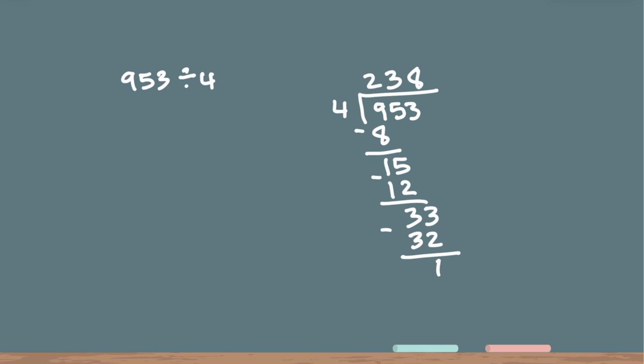So now this 1 that we're left with is called a remainder. So then what you have to do is put an R for remainder and then 1. So our answer to our second problem is 238 with a remainder of 1. So this is our answer.